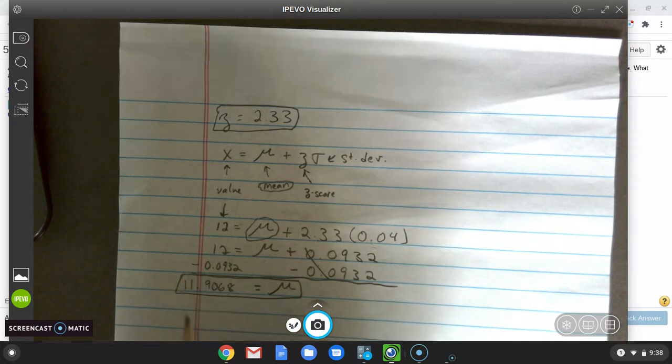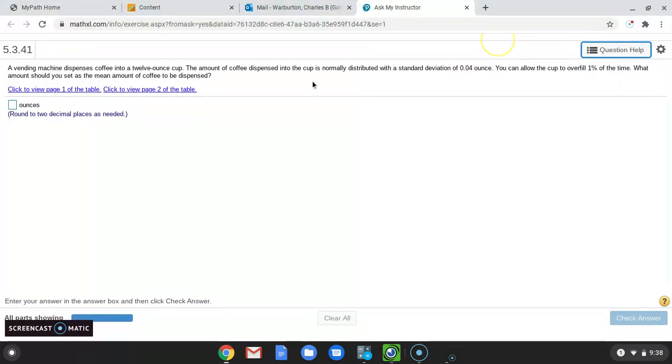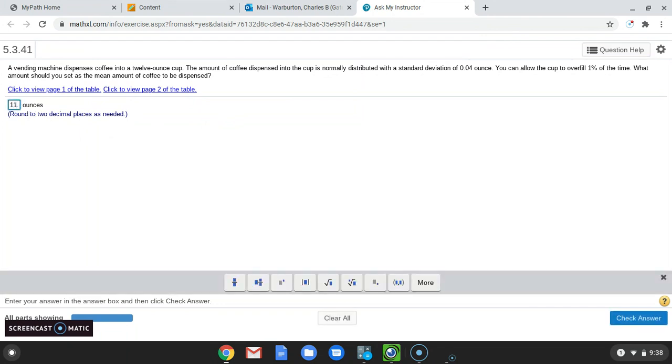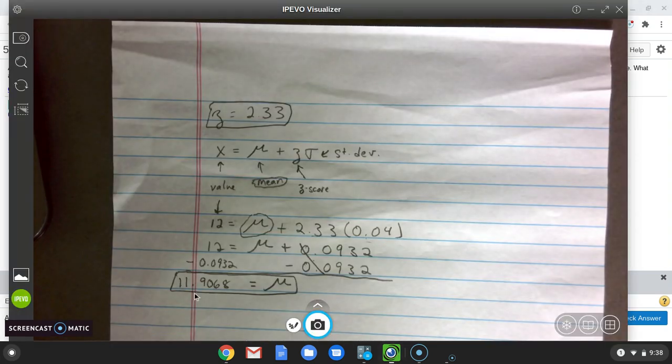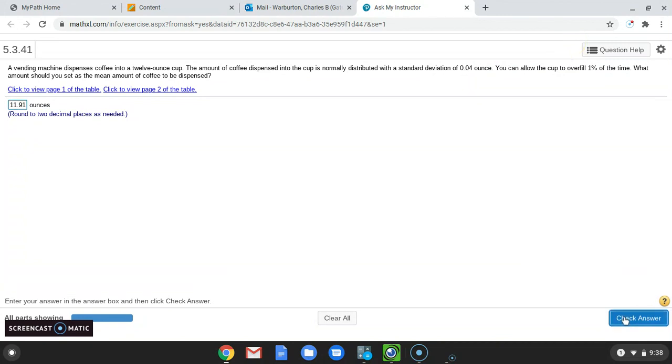This needs to be rounded appropriately. Let's see how they want us to round. It says round to 2 decimal places. So that's going to be 11.91. Remember, that's what we found there, 11.906. That 6 rounds that 0 up to a 1. And that should give us what we need.